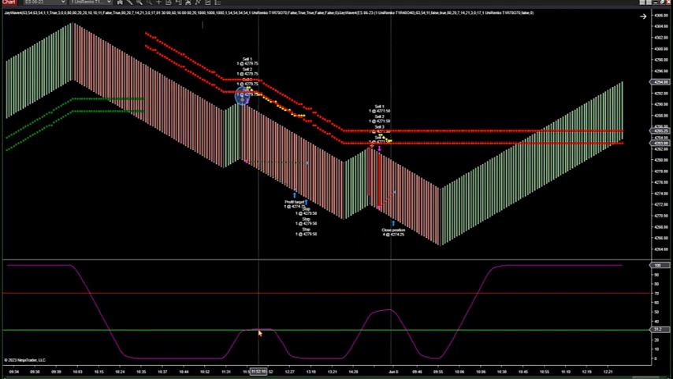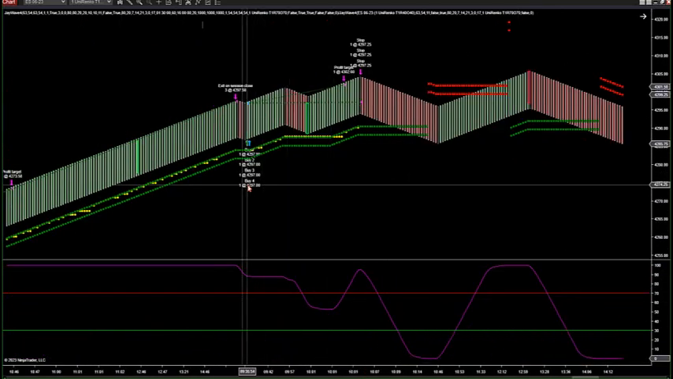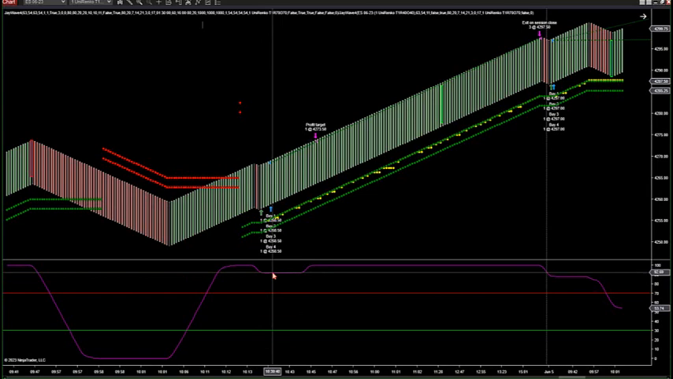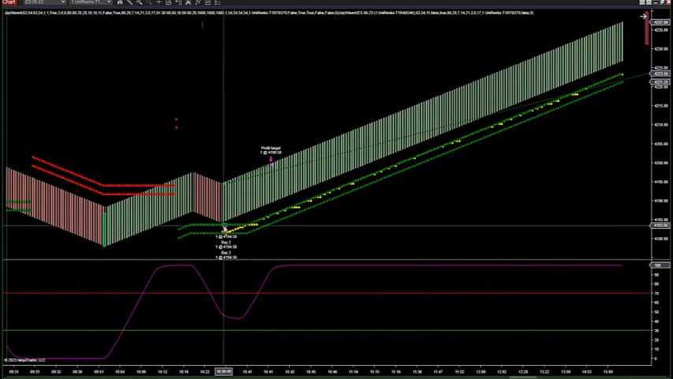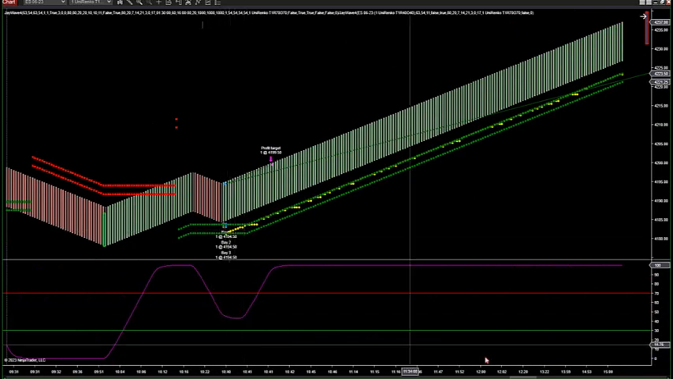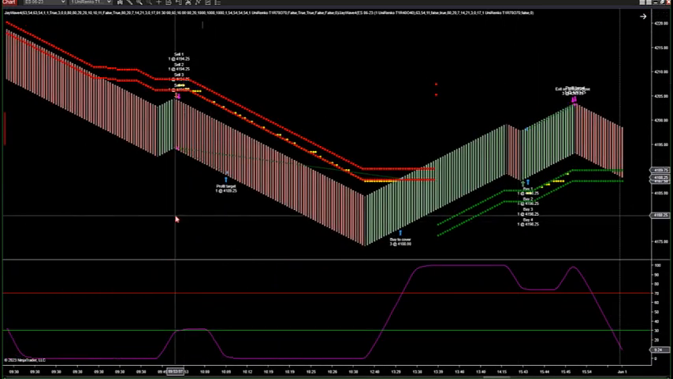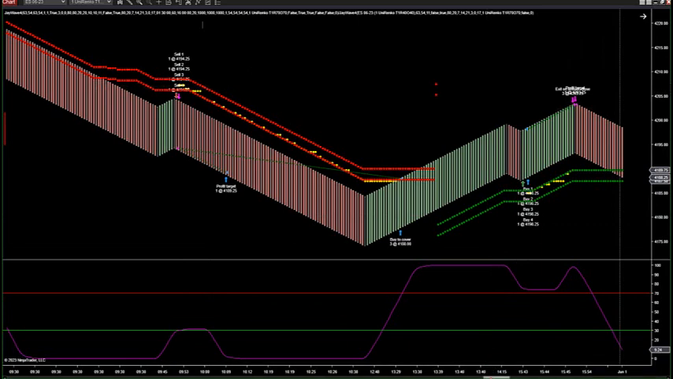algo is looking for shallow retracements with what? Look at the oscillator below. Shallow retracement, oscillator's pegged. Shallow retracement, oscillator's pegged. Shallow retracement above my shallow, oscillator's pegged up above my signal line. Shallow retracement, oscillator's pegged. So, like I said, you can dictate the speed of the market using this technique with the zones and the double signal line.